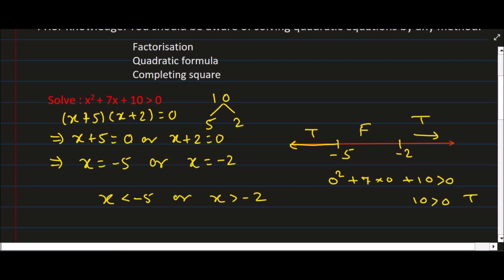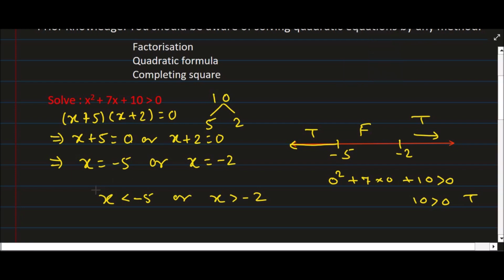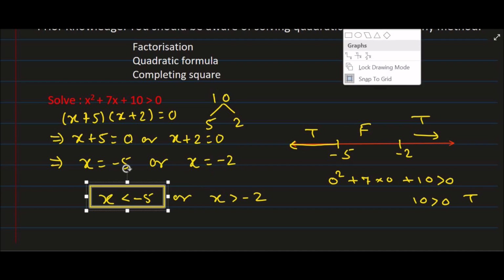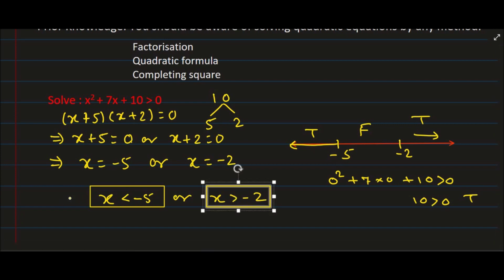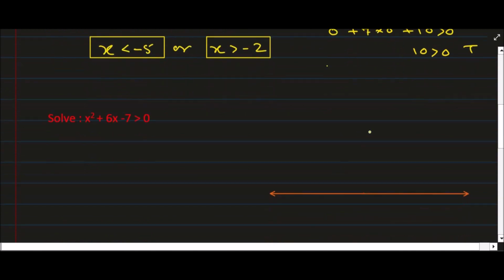We got the solution. Let me put the answer in the box. So just a moment. Done. So x less than minus 5 or x greater than minus 2. This is the solution. Now let's see another example.